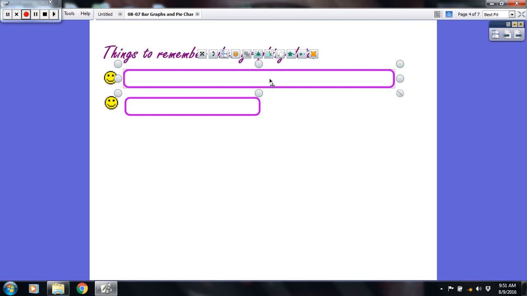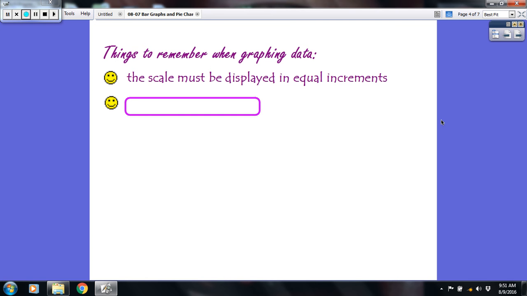Things to remember when graphing your data. The scale must be displayed in equal increments. So you can't just start counting by 2s on an axis and then all of a sudden start counting by 5s. That doesn't make any sense, and it really nullifies the validity of your graph. So you have to be consistent. When you're choosing the scale, you want to make sure that it goes all the way up through the largest amount that you're going to be displaying, as well as the smallest amount. So you have to use your judgment in creating the scale for the circumstance.